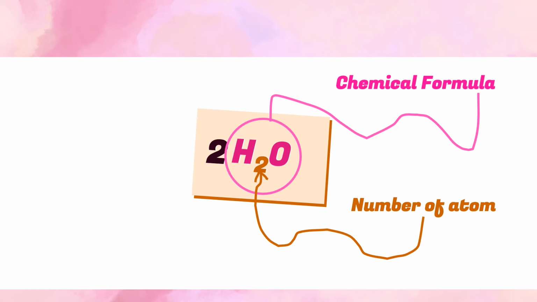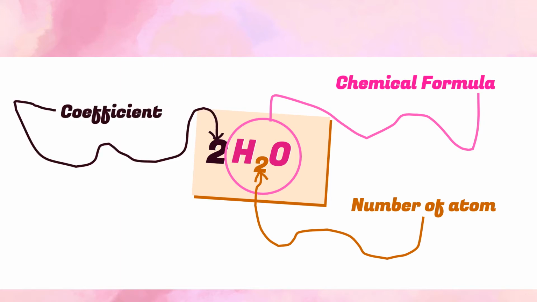So as you can see, we have two atoms of hydrogen and one atom of oxygen to form a water molecule. And this whole number is the coefficient. It represents how many molecules are present. So in this example, we have two molecules of water. Each molecule of water consists of two hydrogen and one oxygen.